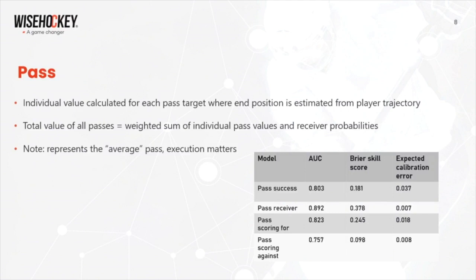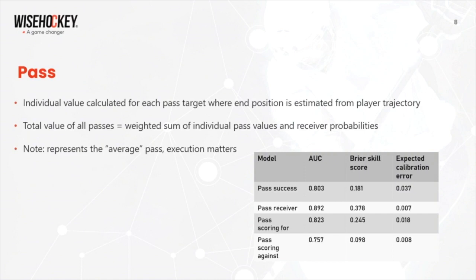And for passes, we calculate the individual value for each pass. We also weight it with an extra receiver probability, which refers to the likelihood that the player is the target of the pass. And the total pass value for the player in possession is the weighted sum of all individual passes.